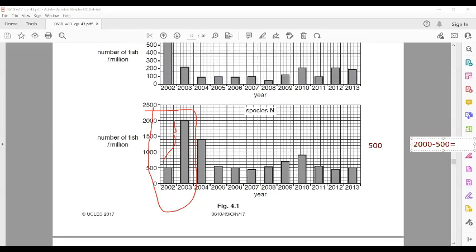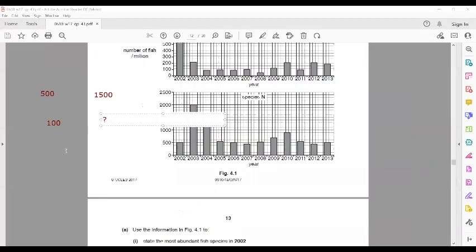It becomes 1,500, okay? So we have this much change. Now, if you start out of 100, how much would the change be? Because we want to get it from 100 and express it as a percentage. So again, I do the calculation: 1,500 times 100, divided by 500. What is the answer here?